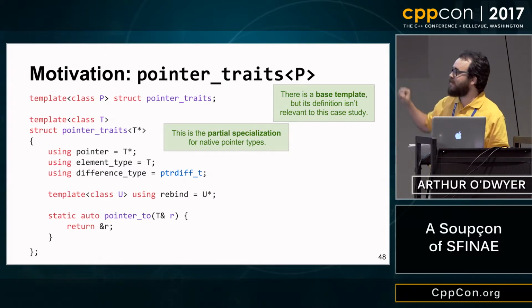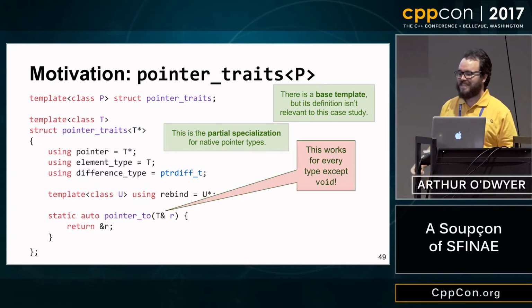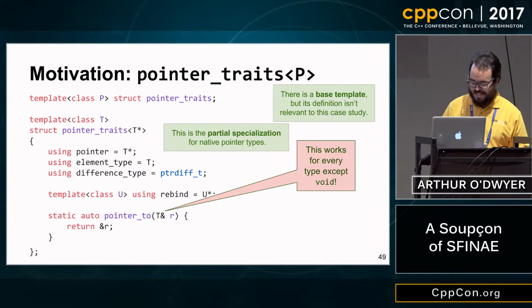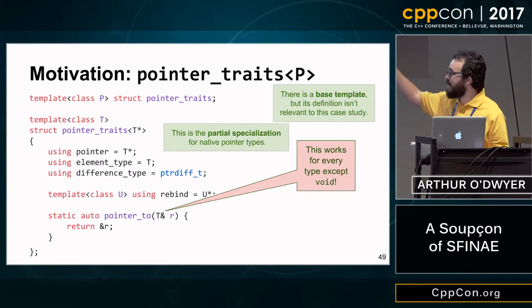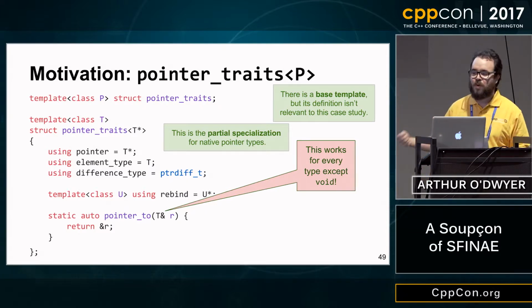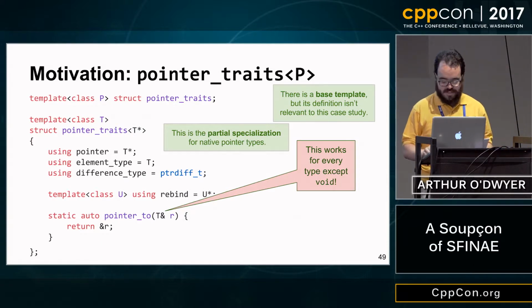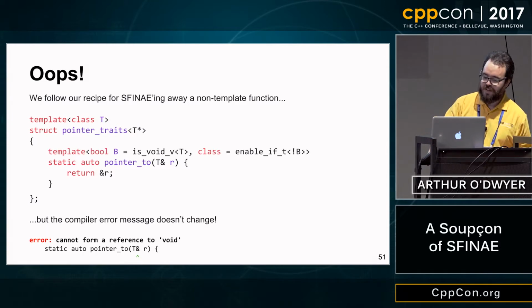Does anyone see the problem with this yet? The problem's on this slide. I've seen it before. T ref. T ref, yes, the problem is void. Always the problem is void ref. So take pointer traits of void star. If I try to instantiate that class, it turns out I cannot instantiate it. I get a hard compiler error when it gets down to trying to make the static member function pointer_to, because pointer_to wants to take a parameter of type void ref. All right. Right, cannot form a reference to void. All right, what do we do?